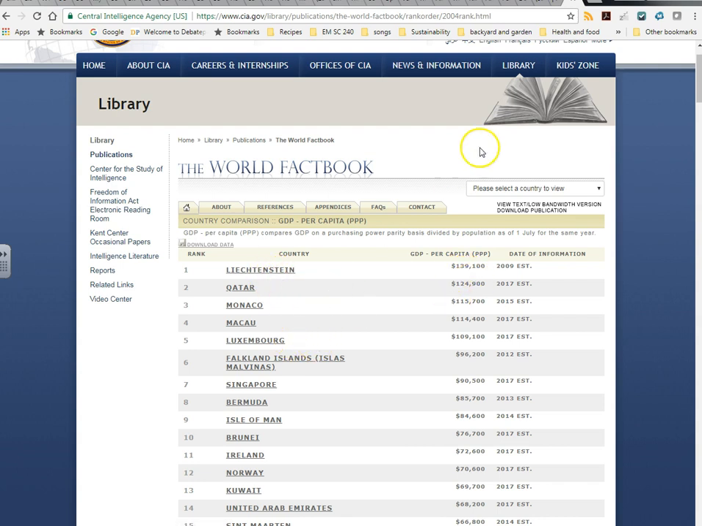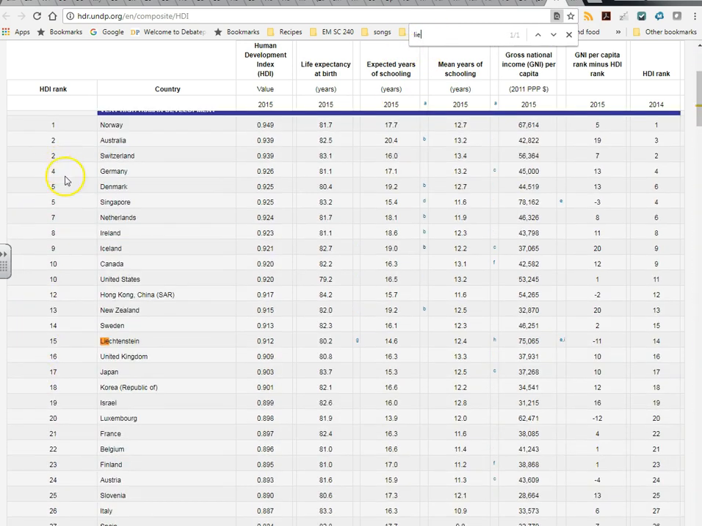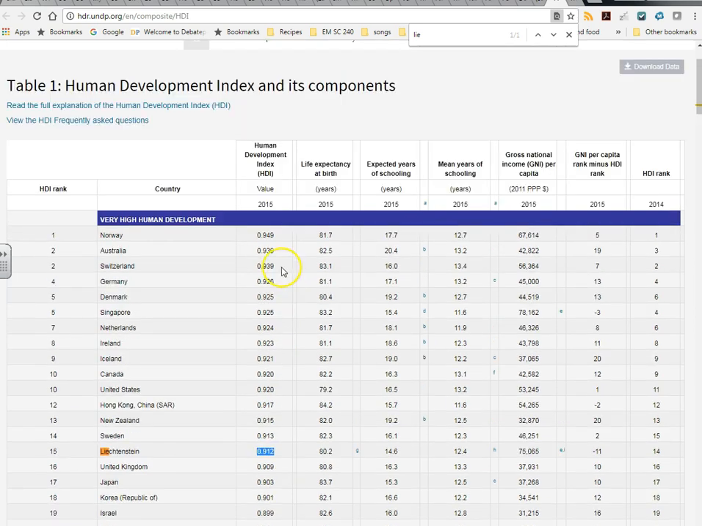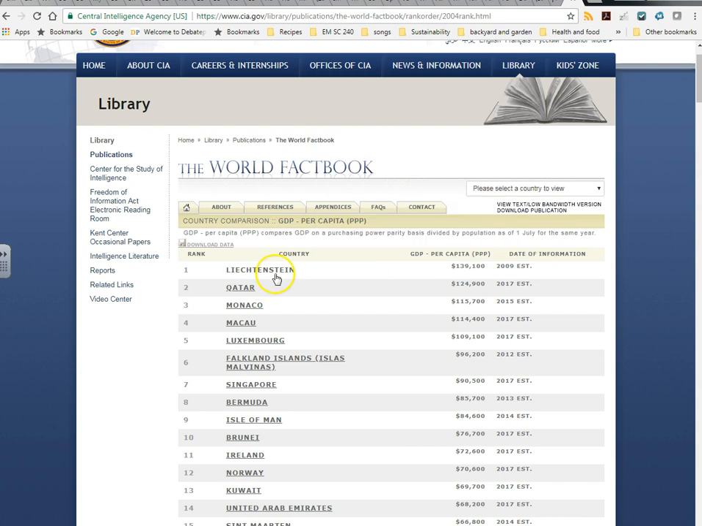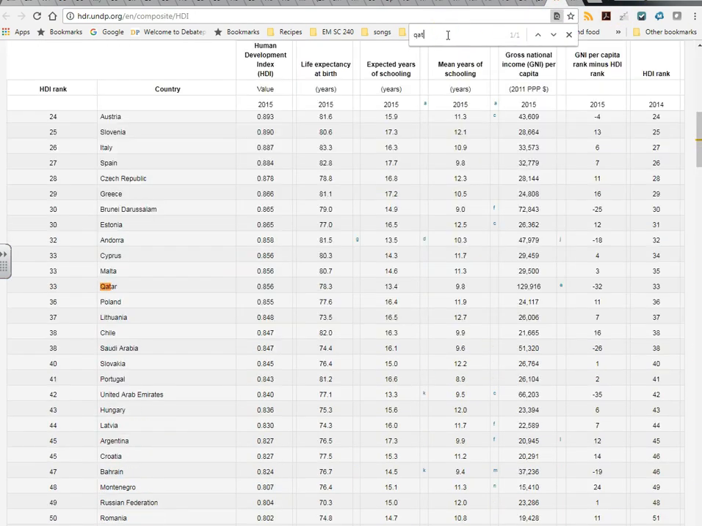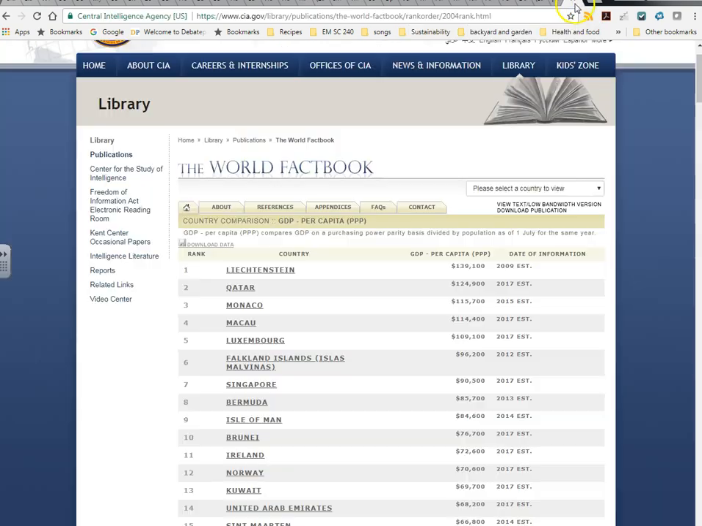So let's just look at Liechtenstein to see where they fall in the HDI. So LIE. You can see the HDI rank. Liechtenstein's all the way down at number 15. Now, granted, they have a relatively high HDI, but it is significantly lower than a lot of these other countries. Okay, so Liechtenstein at the top. And let's just do the next one. I'm just curious where Qatar is. Qatar is all the way down at number 33. So they are 33rd in HDI and number 2 in per capita.